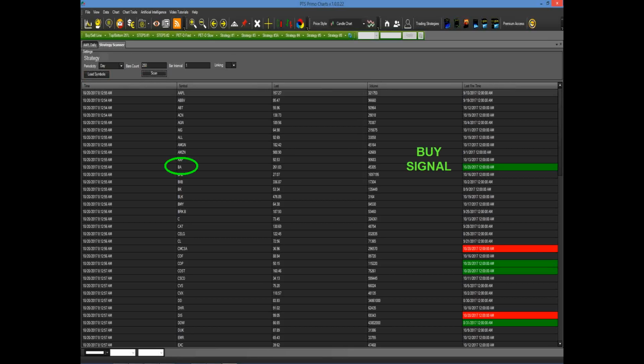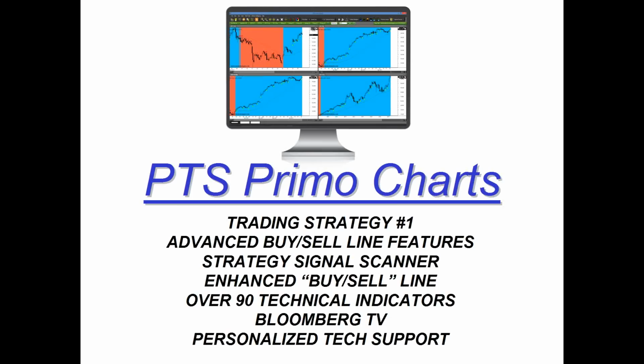The green bars mean there is a signal in that corresponding stock to buy. The red ones mean there's a signal in that corresponding stock to sell. It's that easy. So if you have to work, you can come home at night and see what the next strategy number one setups are going to be for the following day. And you can decide if you want to trade them or not, want to buy some options. It's entirely up to you.